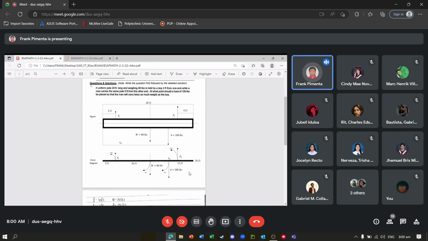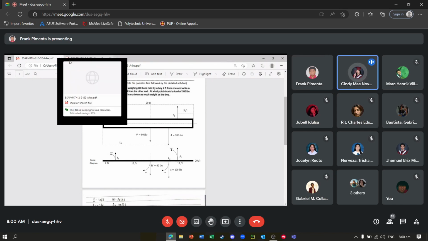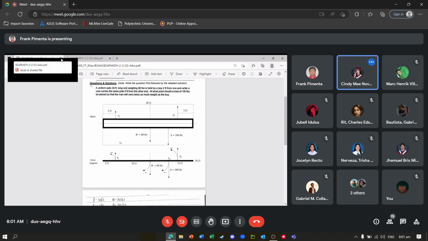So, group 2, I let you decide. This revised solution must be forwarded on or before Friday. Okay, class? Okay, group 2? Noted po, sir. Sabihan po namin yung leader po namin. Okay. Thank you po.